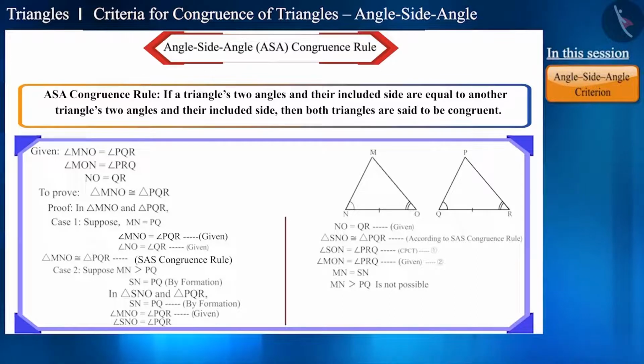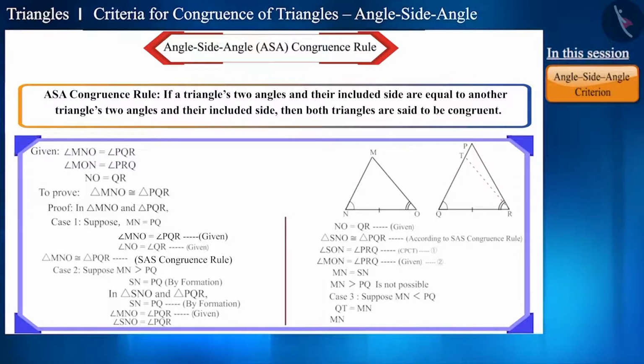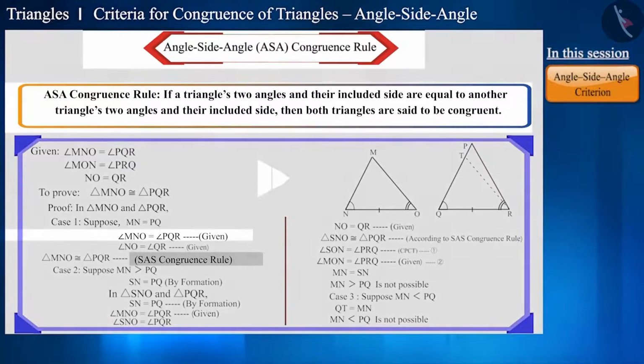Similarly, if we assume that side MN is smaller than side PQ, then we can take point T on side PQ in such a way that side QT is equal to side MN. Now, again by repeating the same procedure, we can conclude that it is not possible for side MN to be smaller than side PQ. You can try to reach the conclusion by pausing the video.